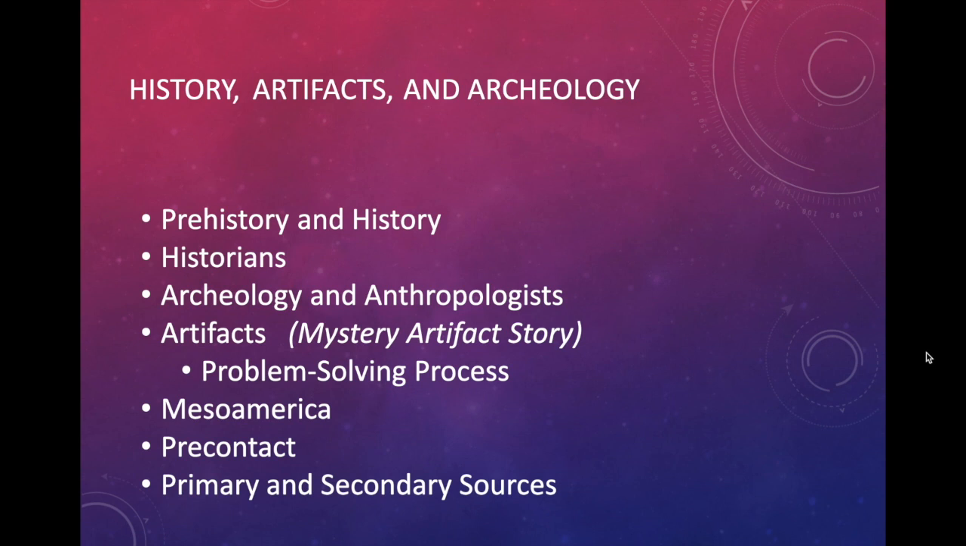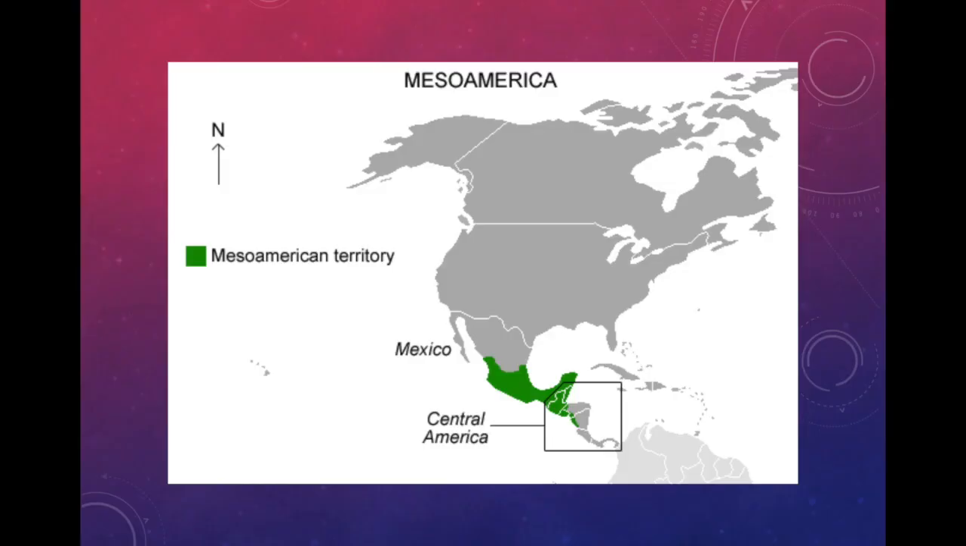We're not going to do the mystery artifact story right here, so we're going to skip that one. We'll talk about Mesoamerica here in just a second. Now, pre-contact is these different cultures before anyone from the Eastern Hemisphere made contact with them. So before they met anyone that was from Europe. Primary and secondary sources, just know primary is your best source. Those are those artifacts. Any object or record that was at the event is a primary source. And then anything that's told about that event later on is a secondary source.